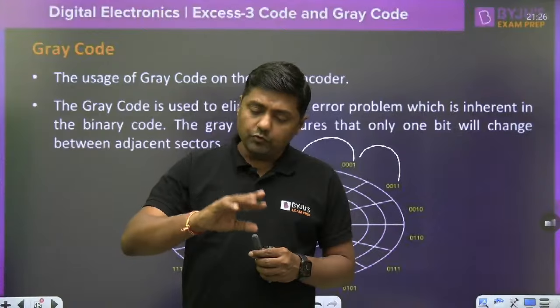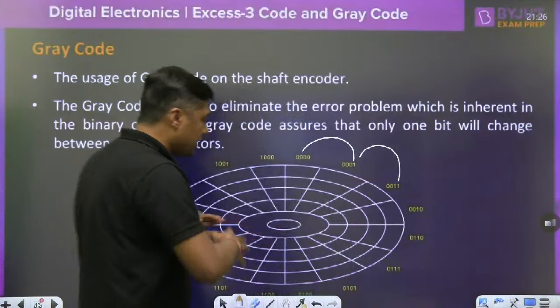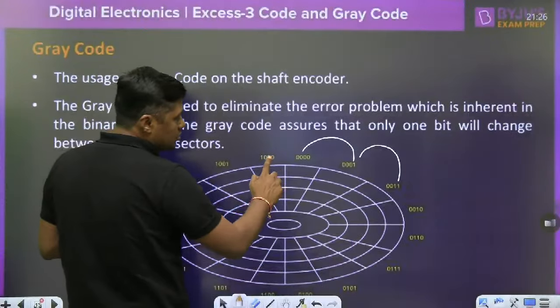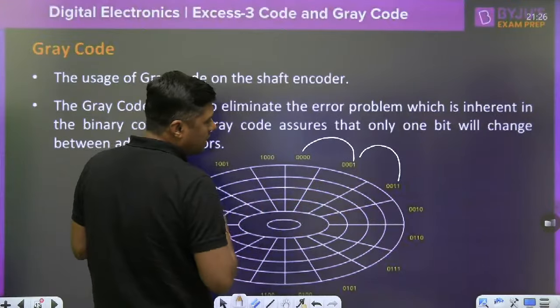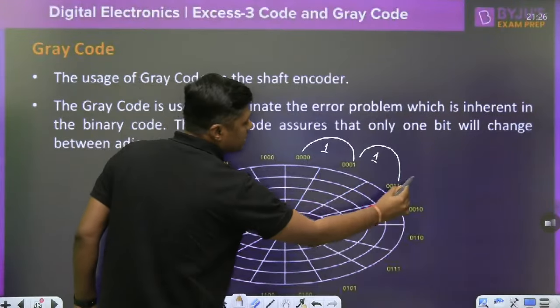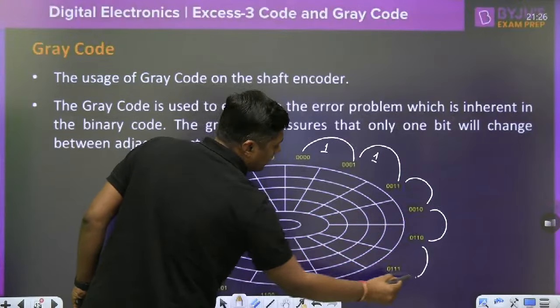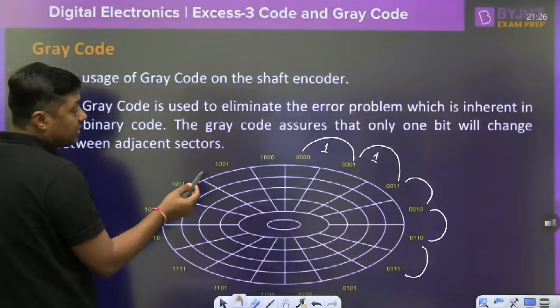So when we are moving from one sector to other, because it is divided into 16 sectors, and this is what? 0, 0, 0, 0. This is 0, 0, 0, 1. This is 0, 0, 1, 1. So only 1 bit change. 1 bit change. Only 1 bit change, 1 bit change, 1 bit change. And finally, we are getting the 15.